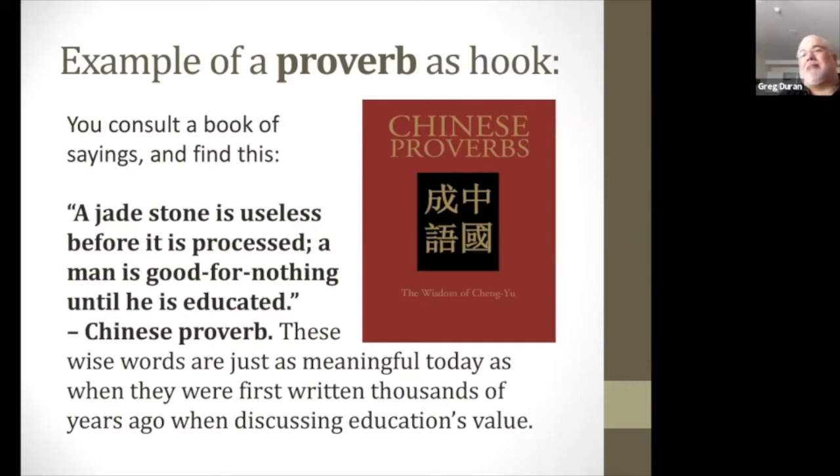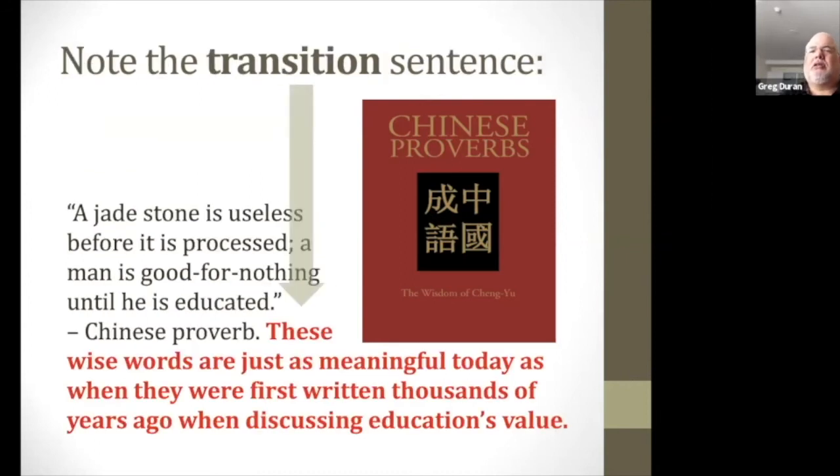But the thing is that many of the sentiments are very easily understood, which makes it a classic proverb. Next slide. So here's a transition sentence. These wise words are just as meaningful today as when they were first written thousands of years ago when discussing education's value. Okay, so again, it's basically a very similar thing that we did with the proverb, considering they're both definitely more than 100 years old, that we have to kind of bring them into today and make them meaningful for today's audience. Okay, all right, next slide.